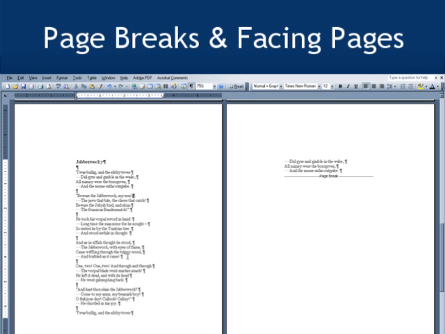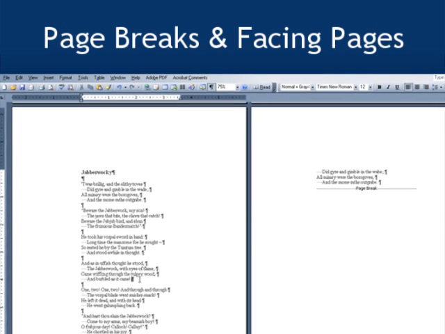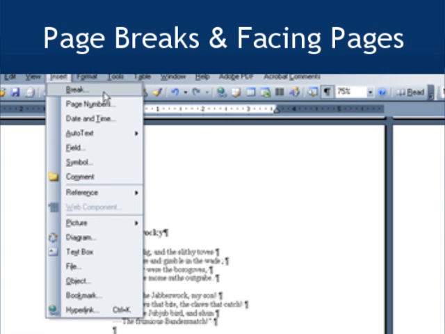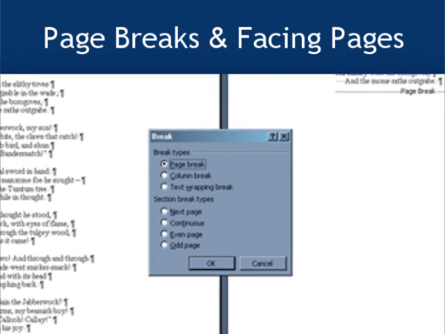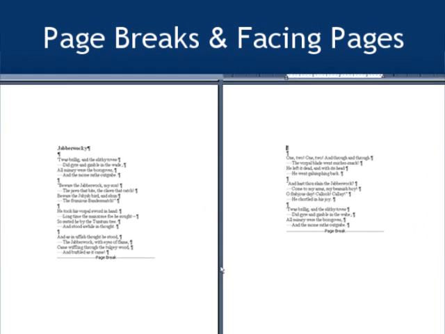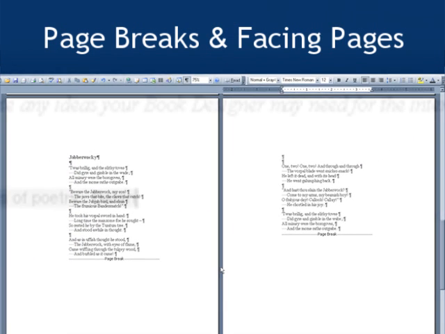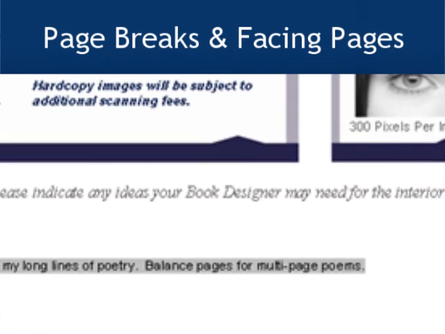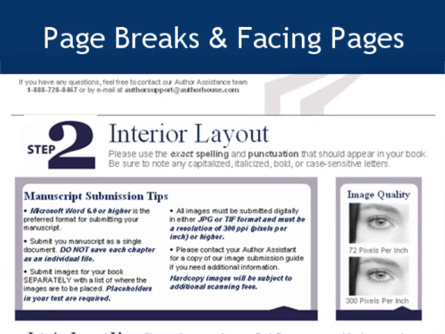To break the text yourself, just position and click your cursor where you want the text to break. Then go to Insert and Break. In the window that pops up, select Page Break and click OK. If you want your design team to balance the pages for you, be sure to say Balance Pages for Multiple Page Poems in the Submission Information form.